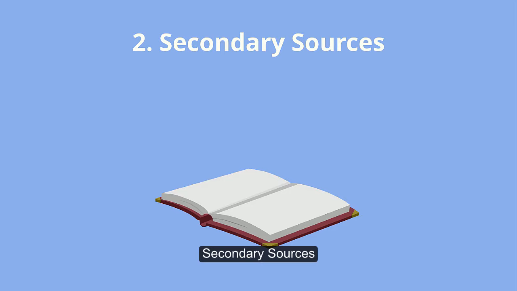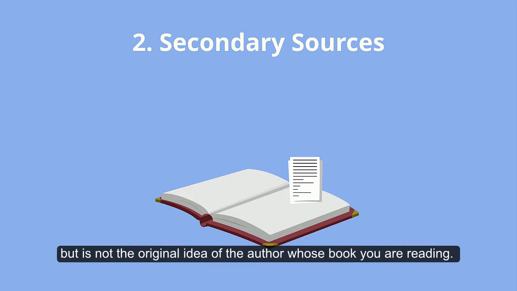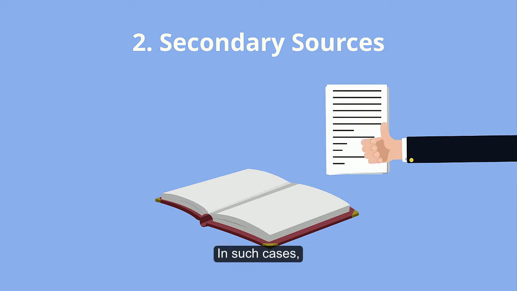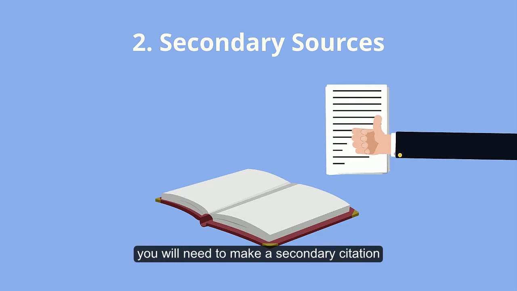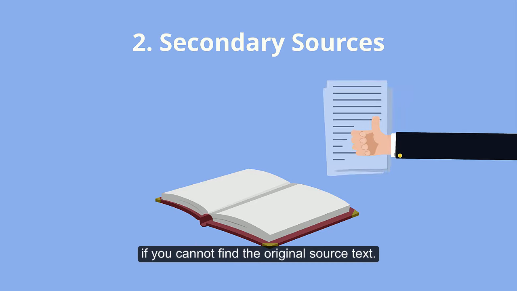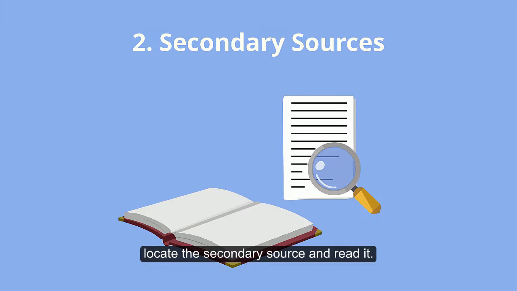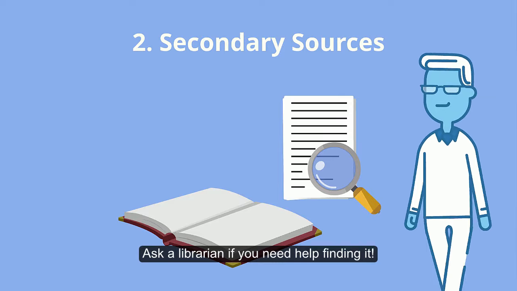Secondary sources. You may come across an idea that is cited in a textbook, but is not the original idea of the author whose book you are reading. In such cases, you will need to make a secondary citation if you cannot find the original source text. Only use secondary sources when you do not have access to the original source, or if the original work is unavailable. Otherwise, locate the secondary source and read it. Ask a librarian if you need help finding it.